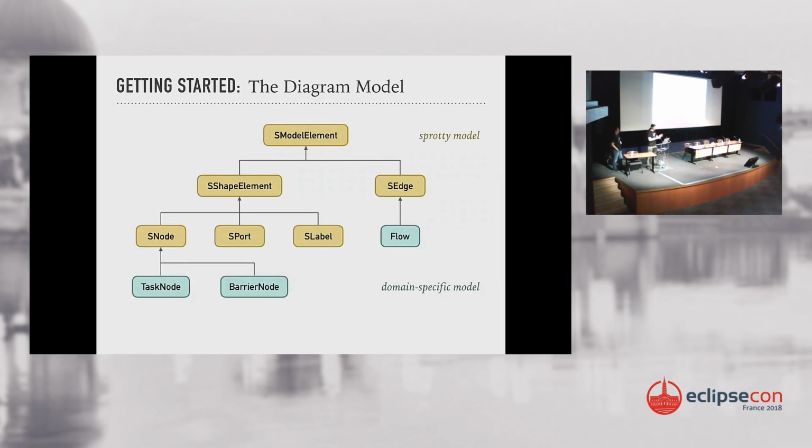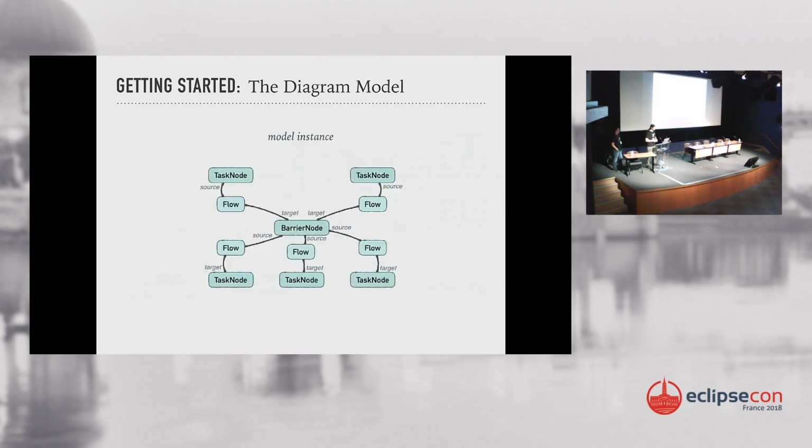Now, this is the structure of our model. Modelers would maybe call it the meta model. And now let's have a look at an instance of that. So we have, in this example, 5 task nodes and 1 barrier node here in the middle, and the tasks and barriers are connected by flows. And the flow is an edge, so it's a connection. It means it has a source node and a target node. So it's symbolized here. So this is just the structure.